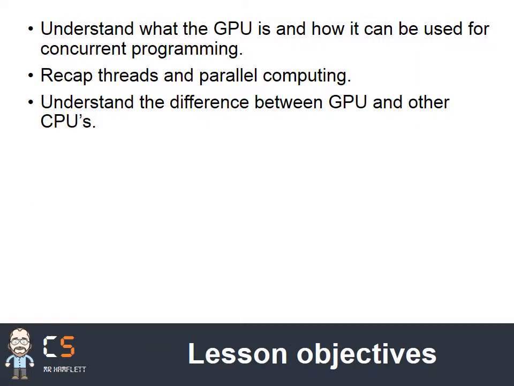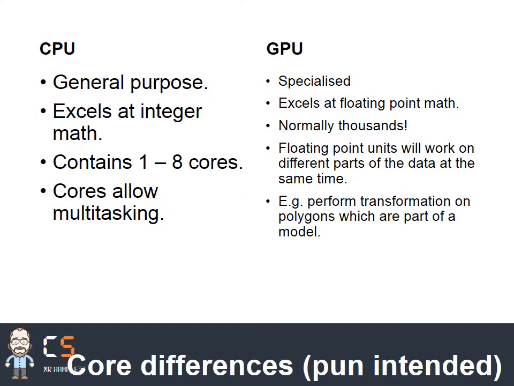We're going to look at what the GPU is and how it can be used for concurrent programming. I'm going to have a quick think about threads and parallel computing and understand the difference between a GPU and other GPUs. So let's start off with that. We already know that the graphics processing unit will do graphics. We know that it will do 3D graphics, things like that. So that's kind of commonplace knowledge.